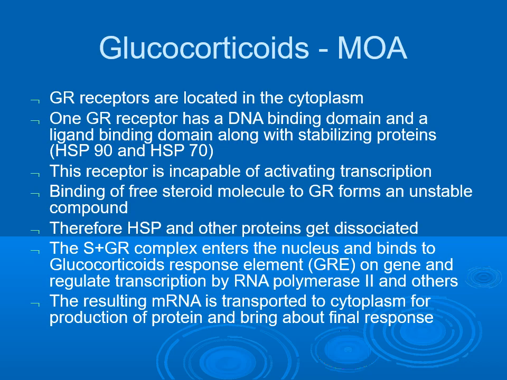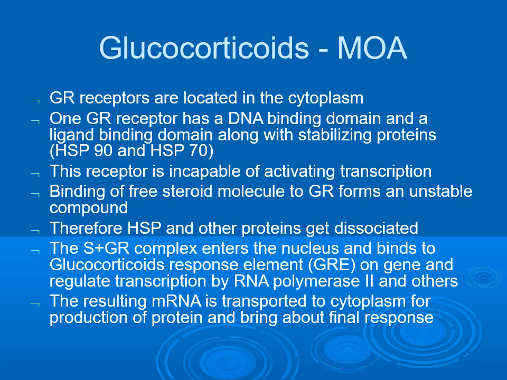In continuation of mechanism of action, glucocorticoid receptors are located in the cytoplasm. One glucocorticoid receptor has a DNA binding domain and a ligand binding domain, along with stabilizing proteins like heat shock protein 90 and heat shock protein 70. This receptor is incapable of activating transcription. Binding of a free steroid molecule to the glucocorticoid receptor forms an unstable compound. Therefore, heat shock protein and other proteins get dissociated.